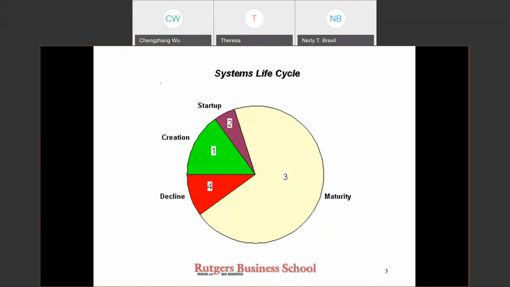The first stage, creation. This stage comprises all the steps necessary to actually develop the information system. The system development lifecycle that we will discuss later in this chapter occurs during the creation stage of the system lifecycle.